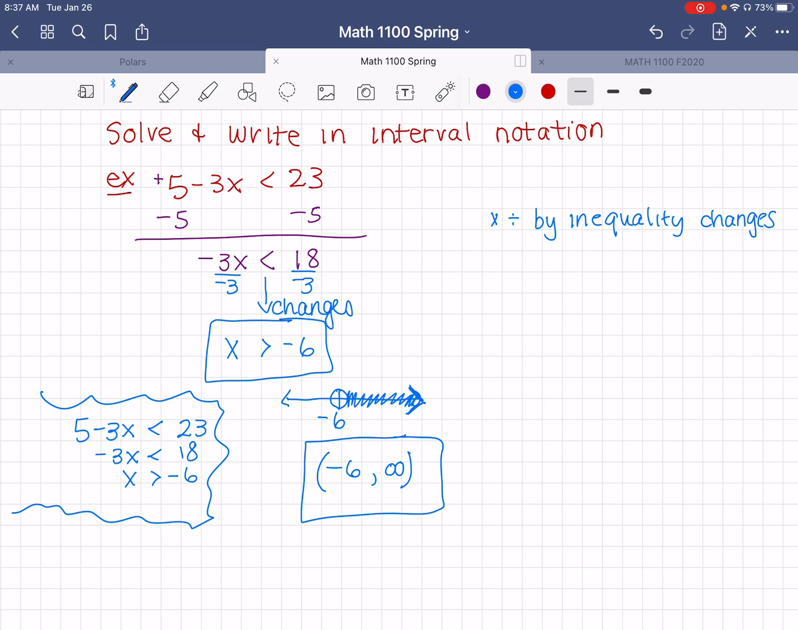Some people do set builder. Okay, interval notation is a big way, and we want to make sure that we practice that.